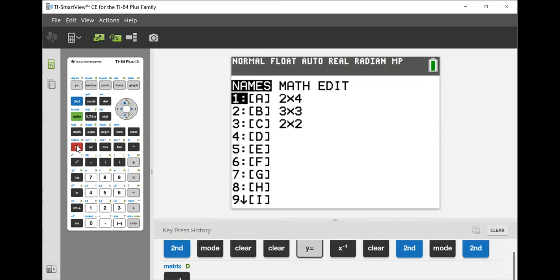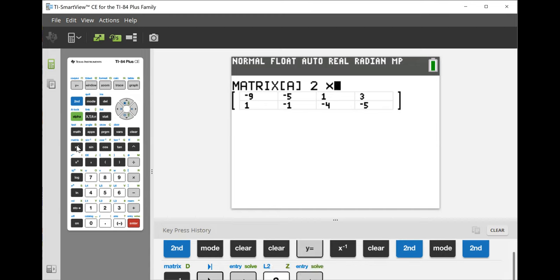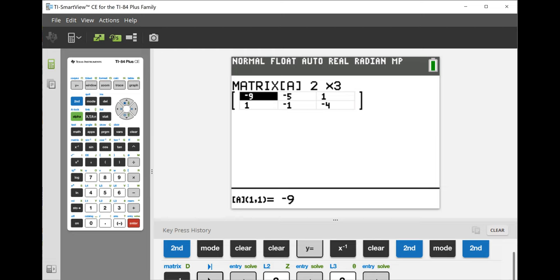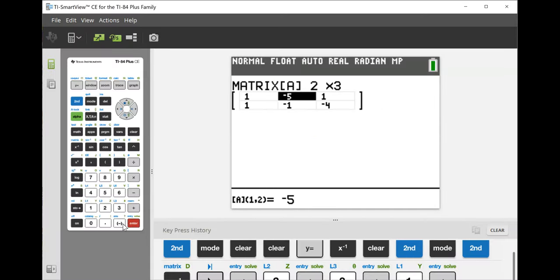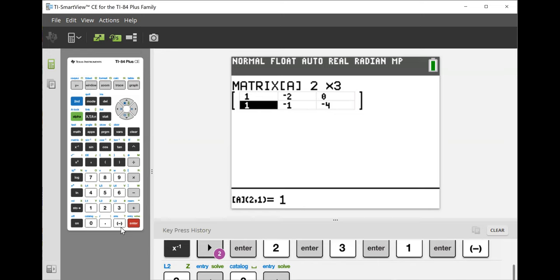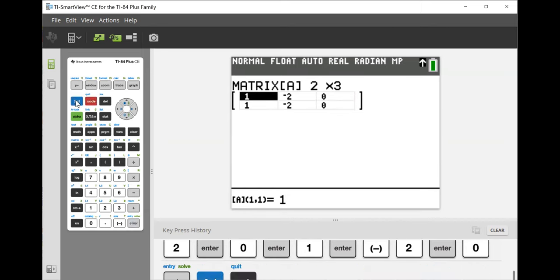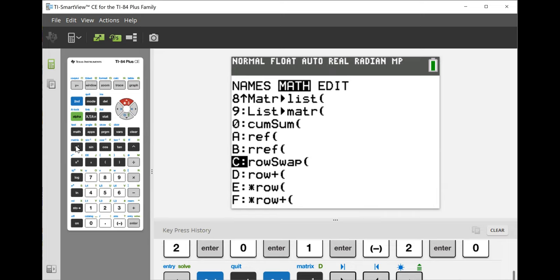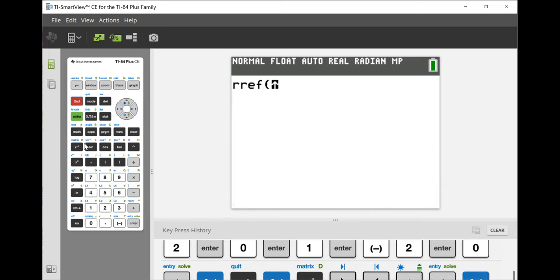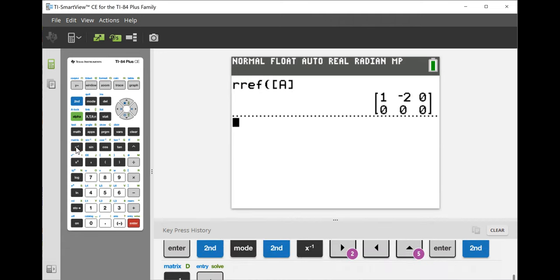Here, into the matrix menu, 2 by 3, and it was, let me remind myself, 1, negative 2, 1, negative 2. We're setting this equal to 0. And we quit out, come back, reduced row echelon form, go back, and we get infinite solutions, which is a good thing, right?